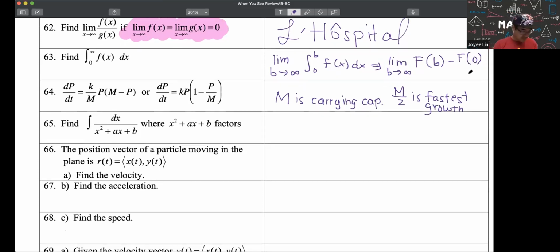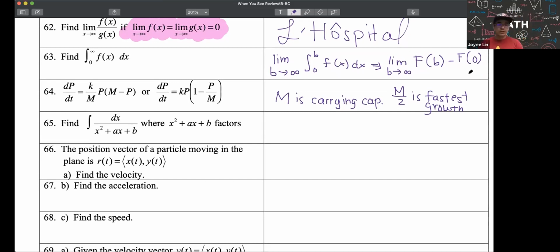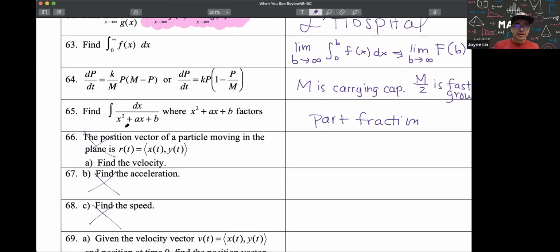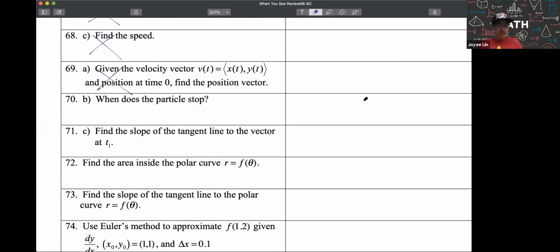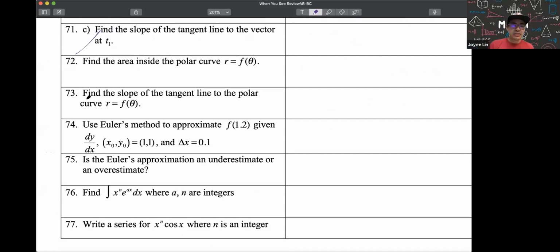What do we do for 65? Partial fractions. I don't think you're going to get it, because it's so easy to plug a partial fraction into the calculator. None of this. Y'all need to know how to do 70B. When does the particle stop? V of t is equal to 0. That one's easy. Don't need this.